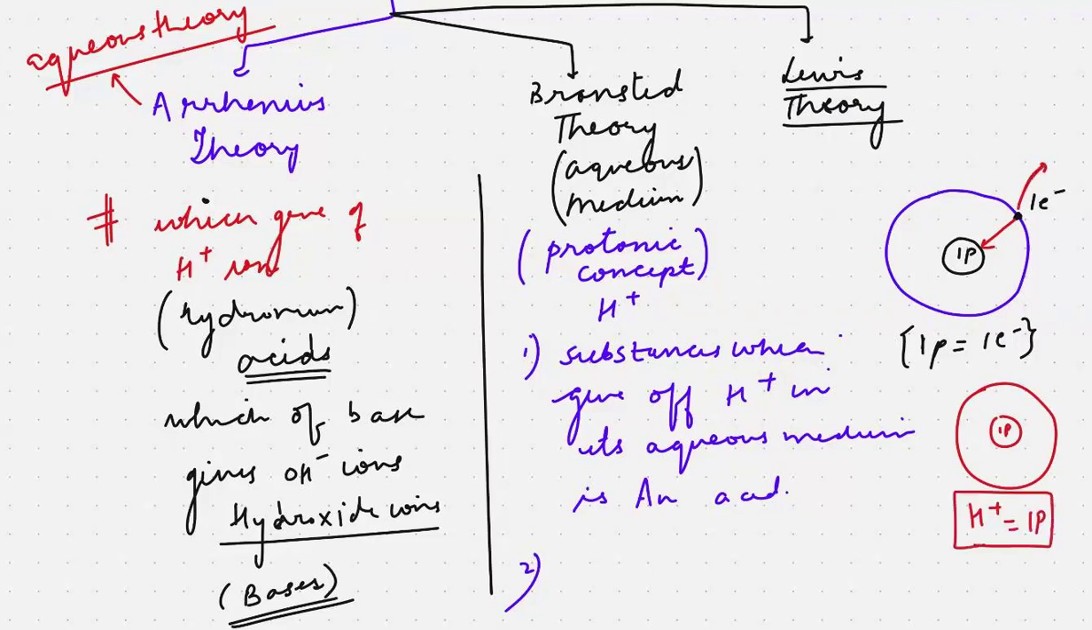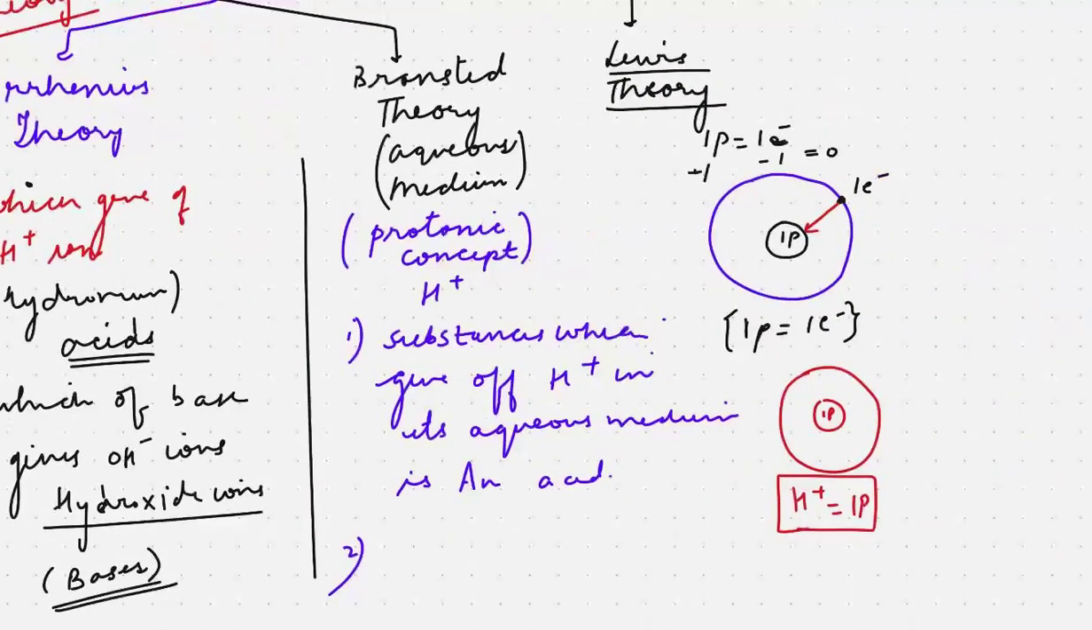Do we understand? Initially we said that one proton is equal to one electron. The charge of one proton is plus one. The charge of one electron is minus one. The net charge is zero. But if one electron is lost, then we are left with the hydrogen plus one ion, which actually has only one proton. Understood my point of view? Is it clear?